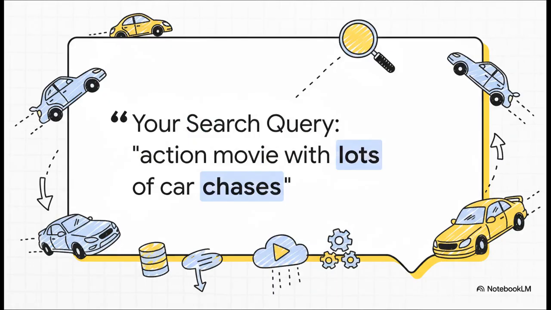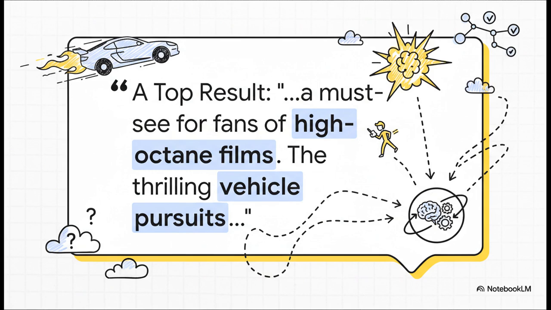So imagine you're on a movie site. You don't have a specific title in mind, you just know the kind of movie you're in the mood for. So you type in something like this. Now, check out the top result it gives you. Notice how it doesn't actually contain the words action movie or car chases. Instead, it says high-octane films and thrilling vehicle pursuits. A normal old-school keyword search would have totally missed this, but semantic search, it understood the meaning behind your words and found a perfect match.